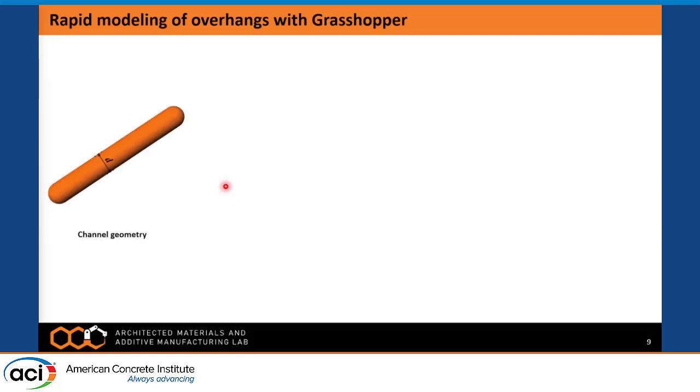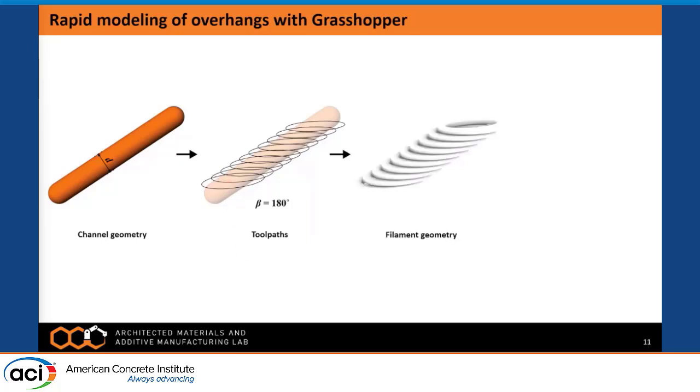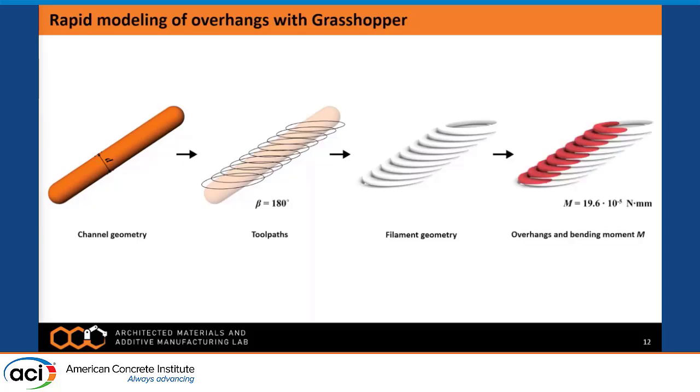First, it models the geometry of the channel for a given channel inclination and diameter. Then it generates the toolpaths with the desired toolpath angle beta. And then it models the filament geometry from these toolpaths. Then the script extracts the overhang geometry, obtains the overhang's volume and span length, and calculates the bending moment M of each overhang.